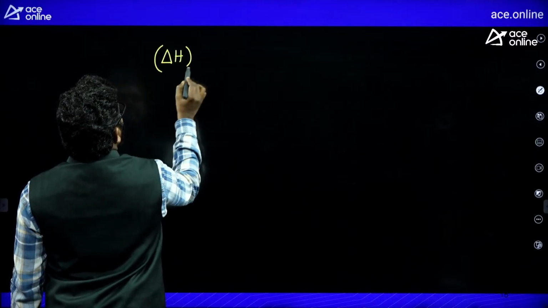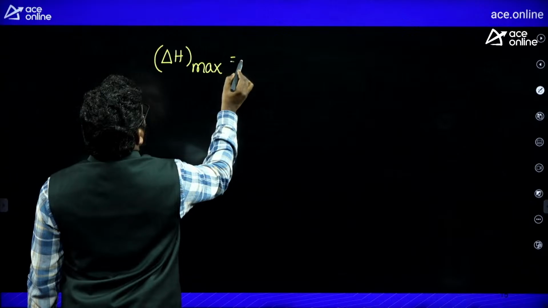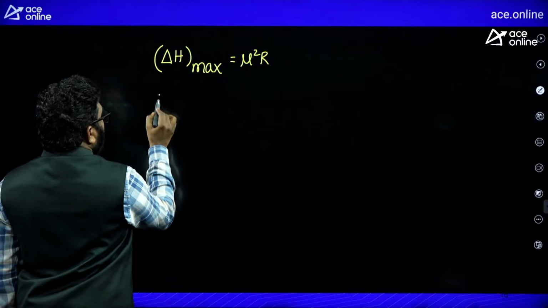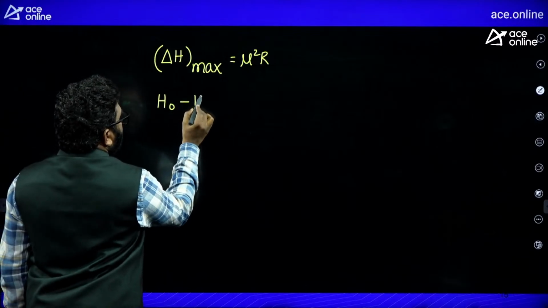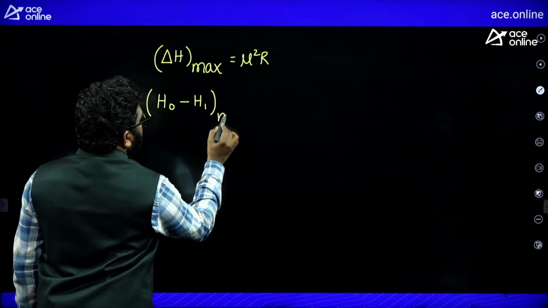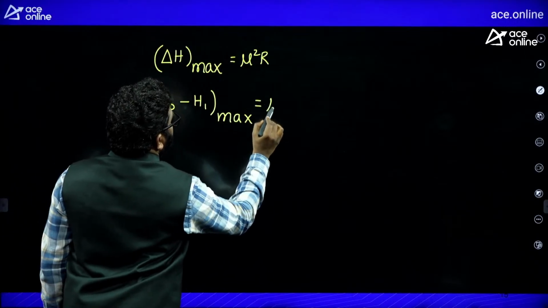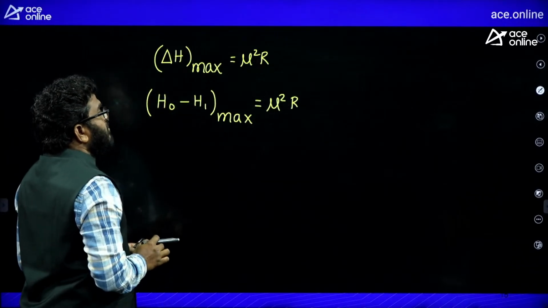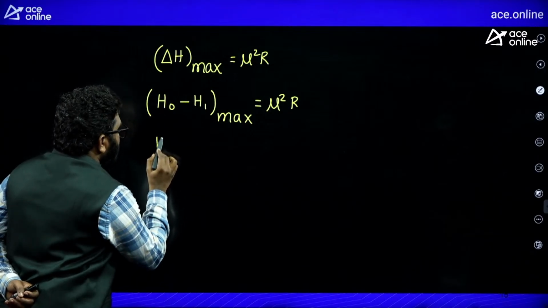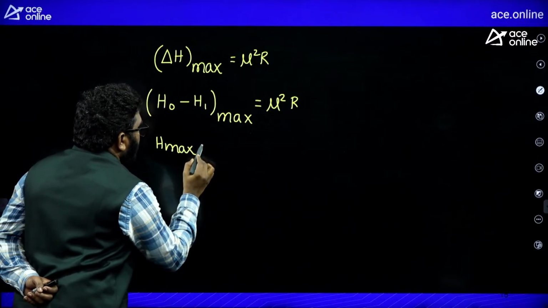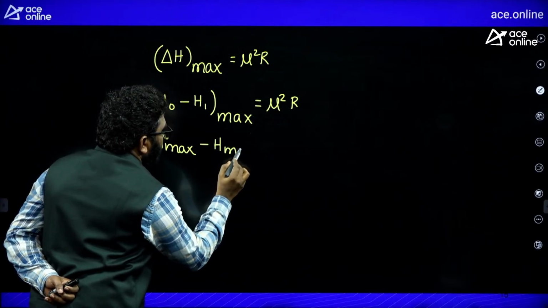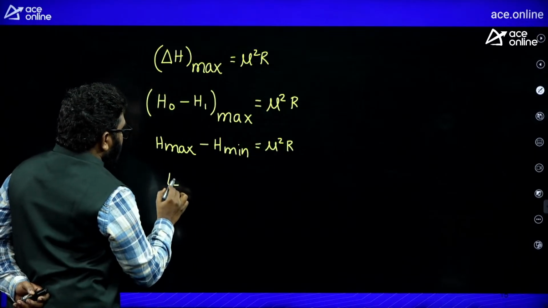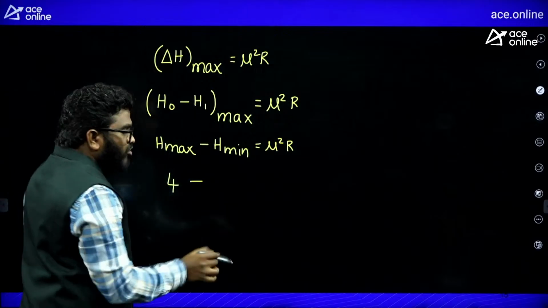Delta H max. This formula is very, very important. Delta H max is equal to mu square R. Delta H max is what? H naught minus H1 max. H naught minus H1 max is equal to mu square R. Here, if I want to get minimum, remember, this should be maximum. Total if I want maximum, this should be maximum, this should be minimum. That is equal to mu square R.